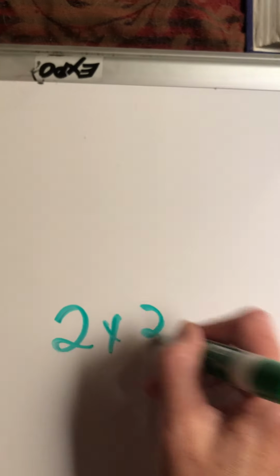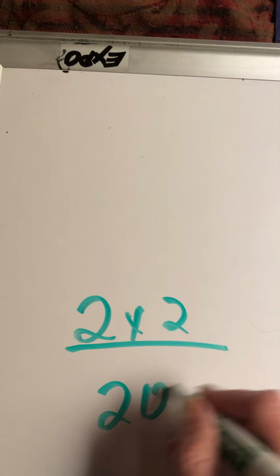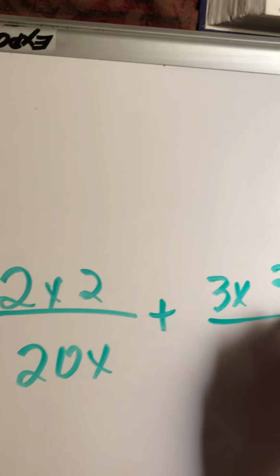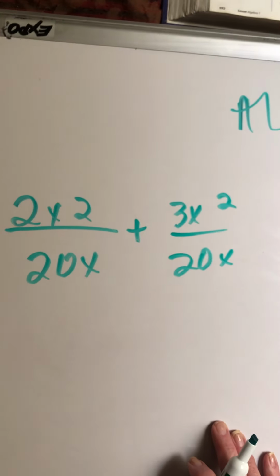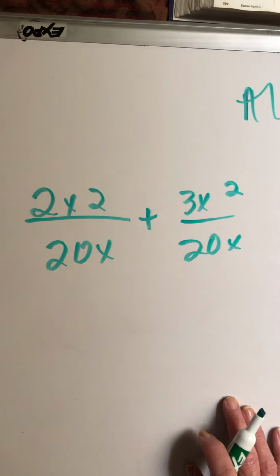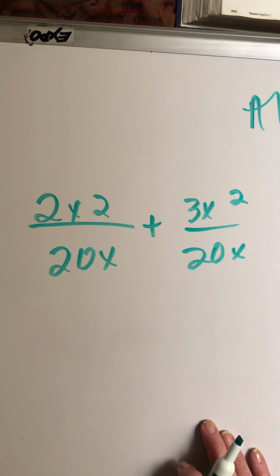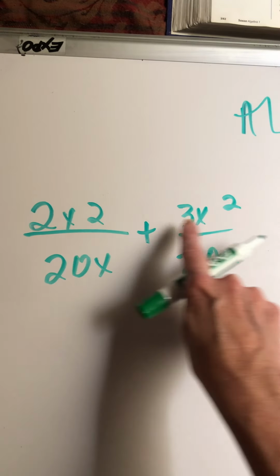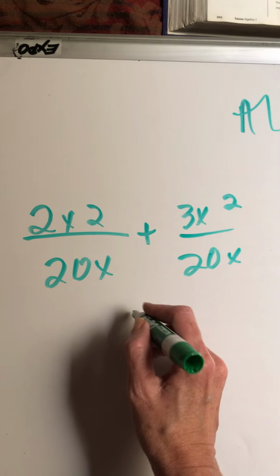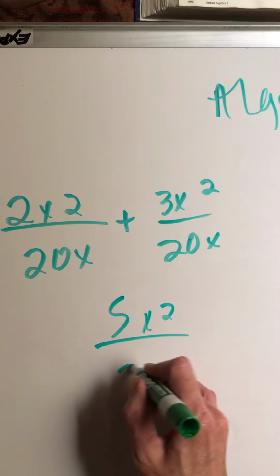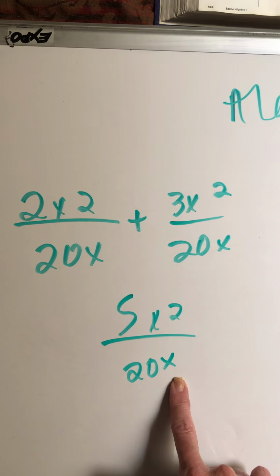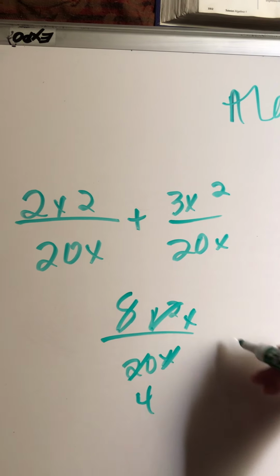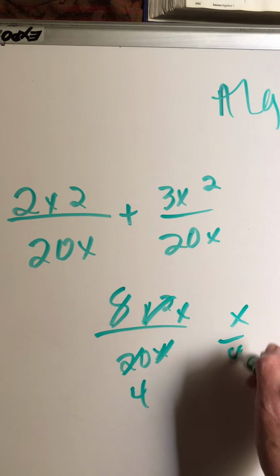Rational expressions are just fractions that have variables in them. The thing about adding fractions is you've got to have a common denominator. On this one, it's got a common denominator, which is 20x. So we simply add the numerators, which would be 5x squared over 20x, and then you reduce what you can. 5 can go into 20 and leave a 4, x can go into x squared and leave an x. So that leaves x over 4 for a final answer.